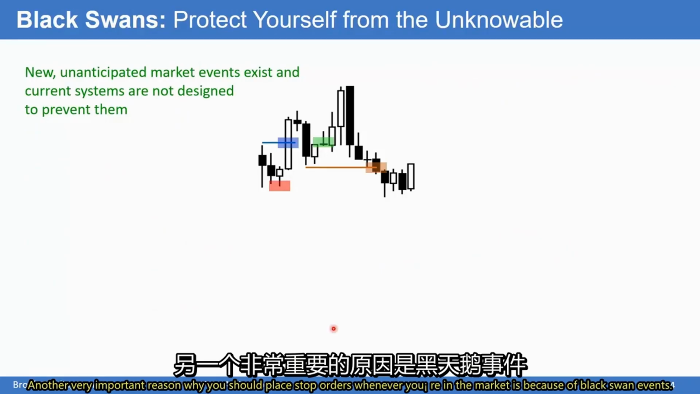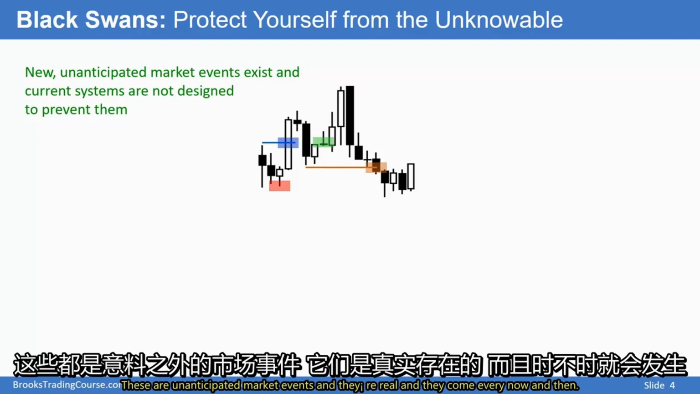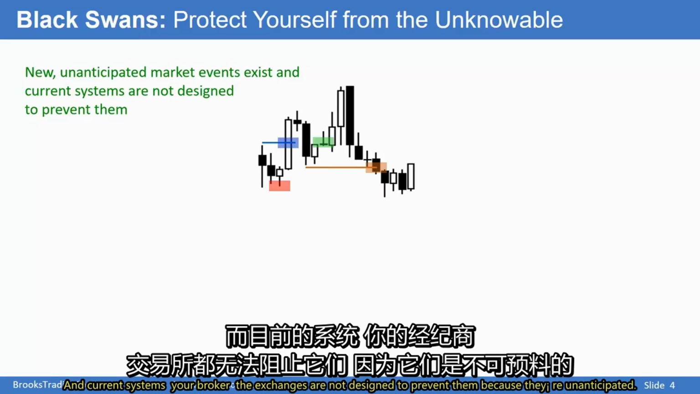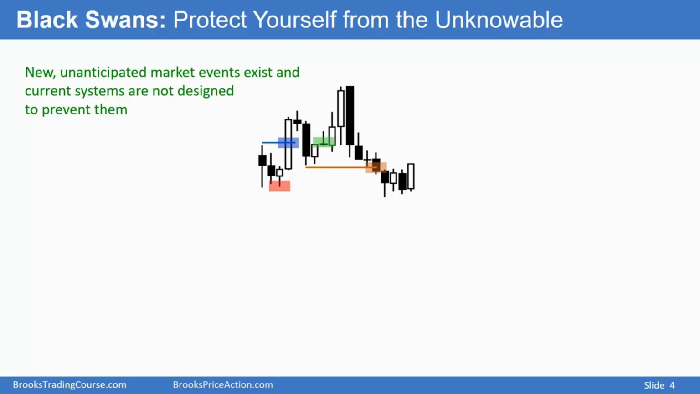Another very important reason why you should place stop orders whenever you're in the market is because of black swan events. These are unanticipated market events, and they're real, and they come every now and then. And current systems, your broker, the exchanges, are not designed to prevent them because they're unanticipated.